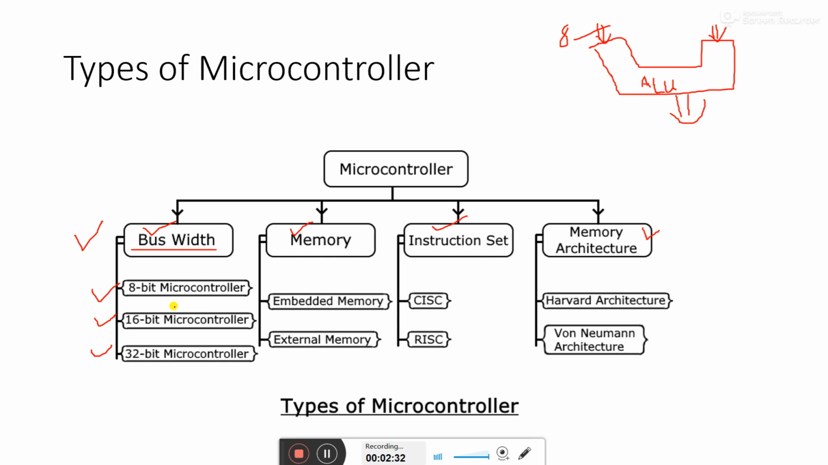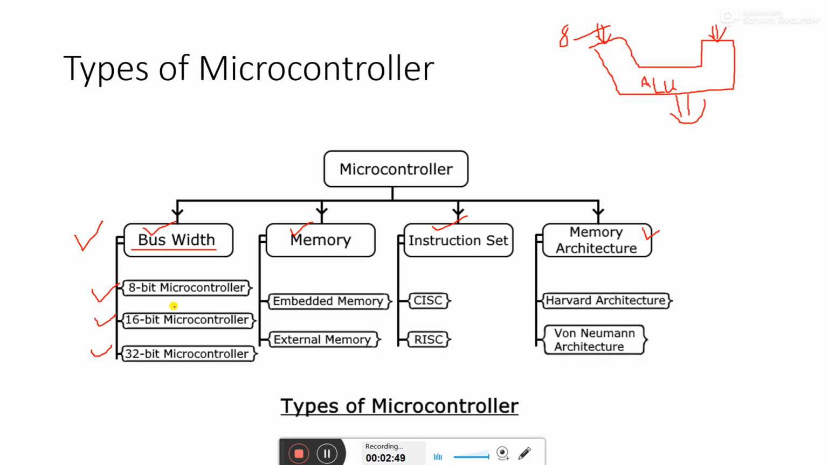So the larger the amount of data handled by the ALU, the better the microcontroller. But that depends on the application, on how we can use it in our application.